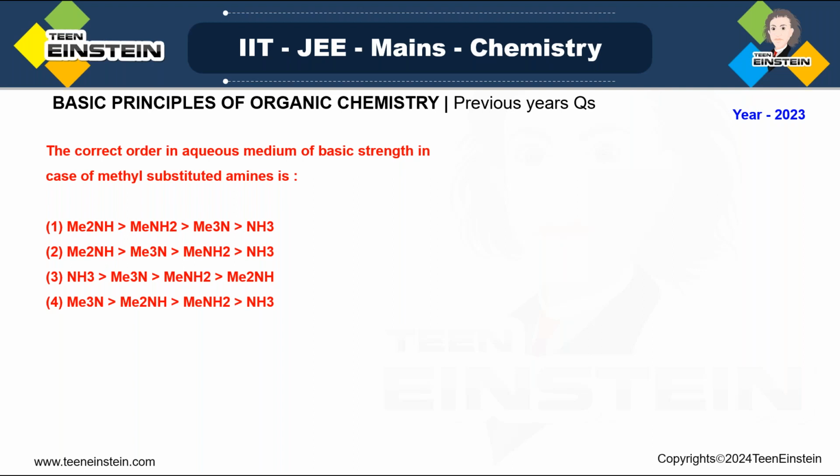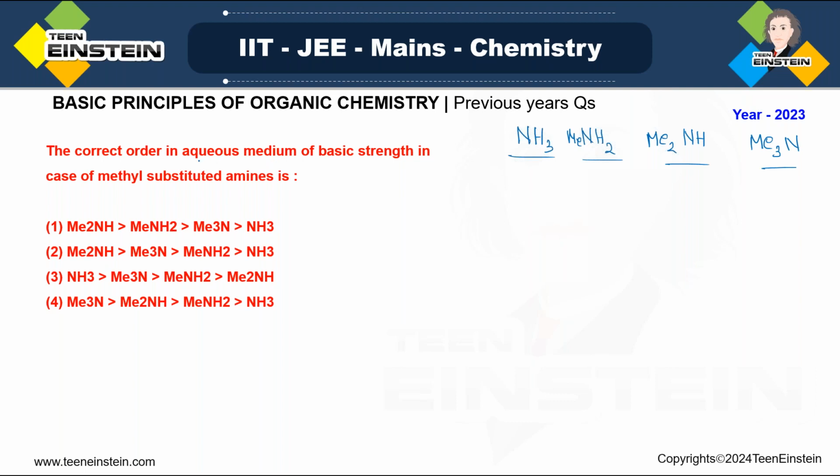Correct order of aqueous medium basic strength in the case of methyl substituted amines. If you look at the options, we have a total of 4 types of amines. One is NH3. Gradually, as we attach methyl groups, MeNH2. Next one is Me2NH. And the third one is where all the hydrogens are replaced by Me groups. So we have 4 species in total.